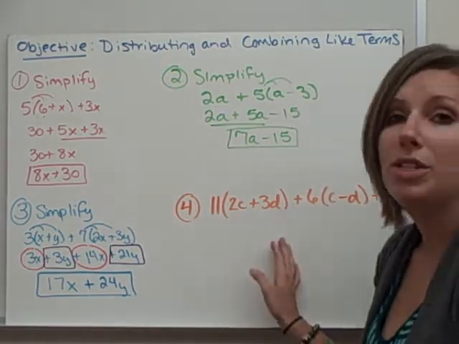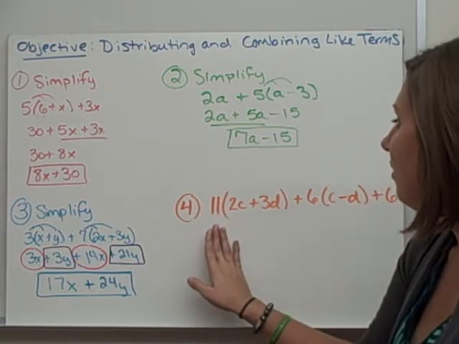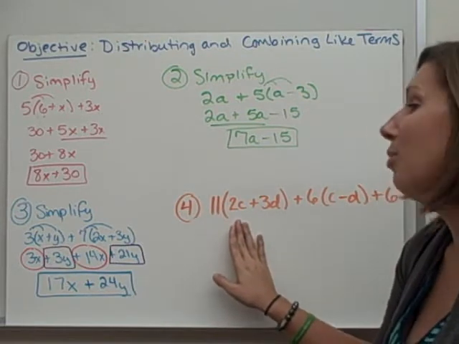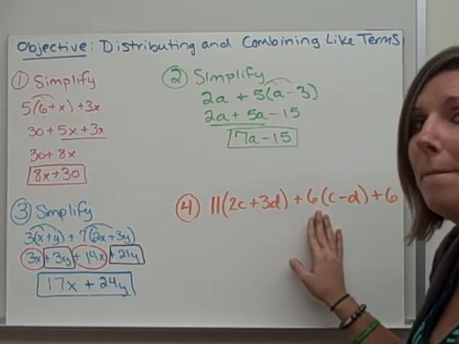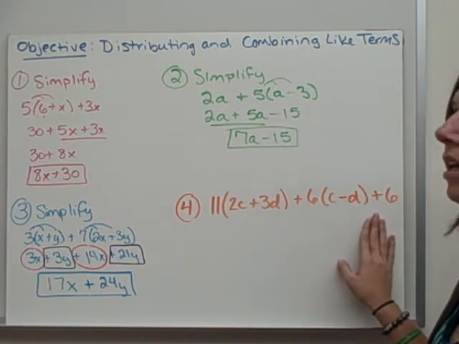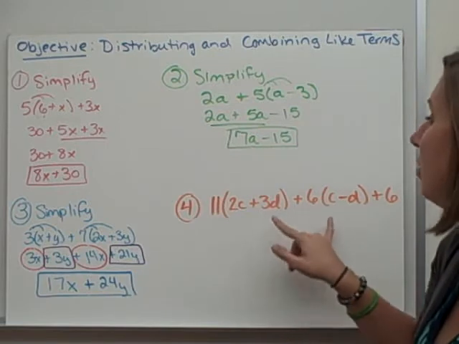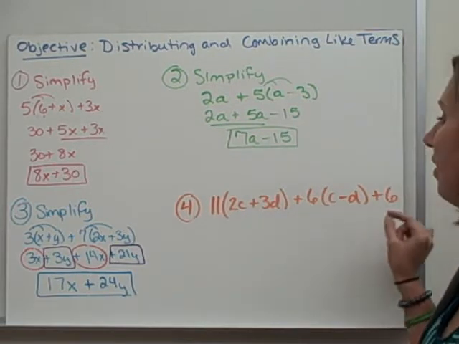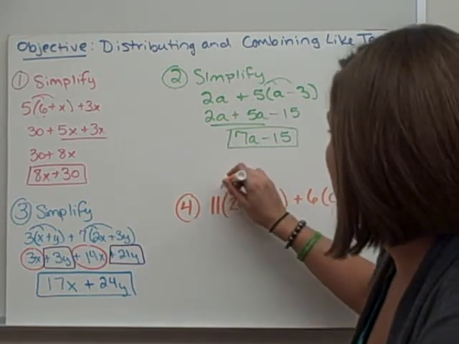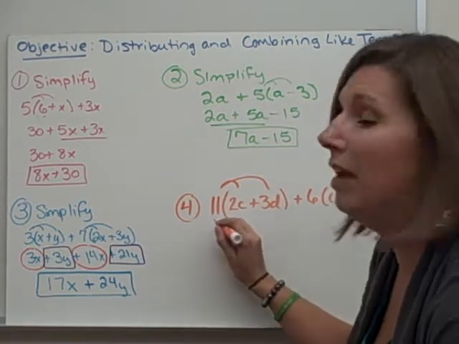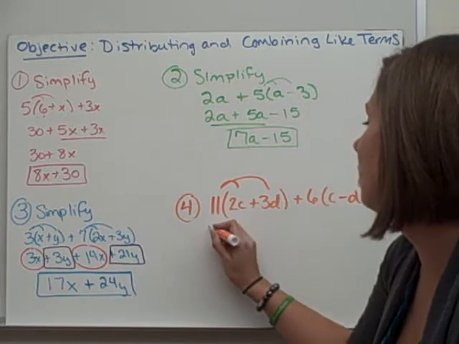In number 4, I'm going to do this with you. I have 11 times the quantity of 2c plus d plus 6 times the quantity of c minus d plus 6. So I've got 2 sets of distributing, and then I've got a constant at the very end of my problem. So if I distribute here, 11 times 2c is 22c.